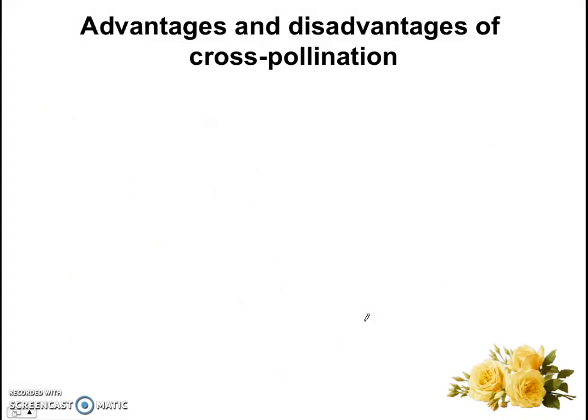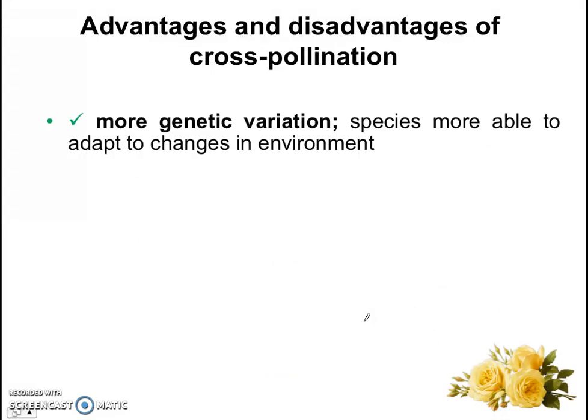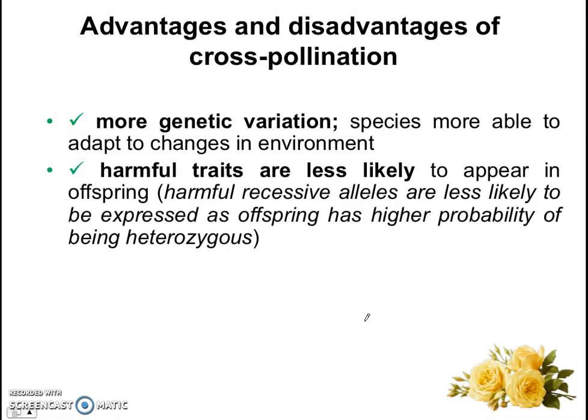Well, it's kind of like the reverse of self-pollination. Right, so the advantages are more genetic variation, so they're more able to adapt to changes in the environment, and harmful traits are less likely to appear in offspring.